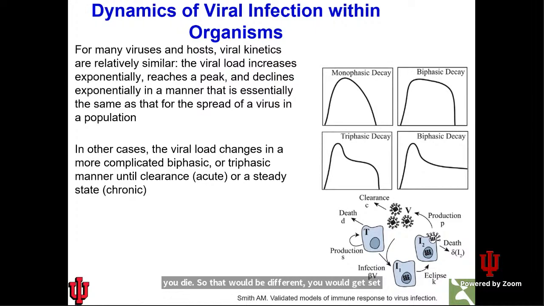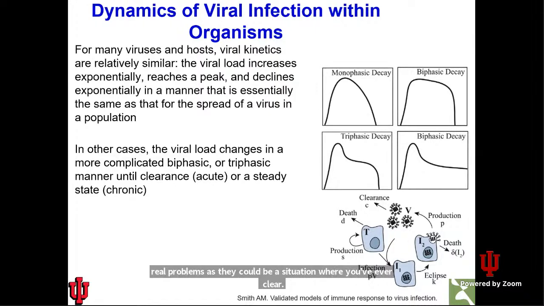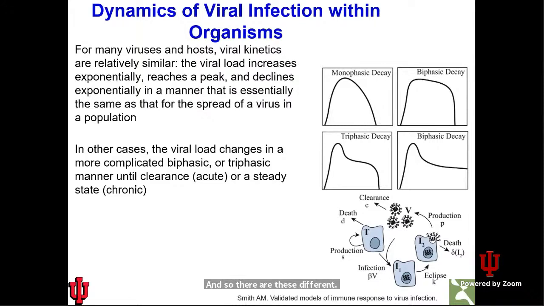And then there are other patterns. You could have a situation in which things go up, peak, then go down slowly, and stay on some plateau for a long time and then clear. That's more like COVID. If you're unlucky, it can peak again, and then you can have real problems. And there could be a situation where you never clear it, where you live with it. HIV would be an example of that. And so there are these different patterns of infection that you see.